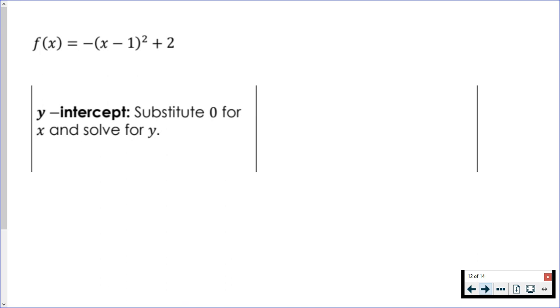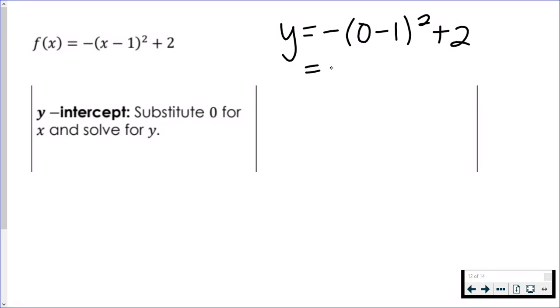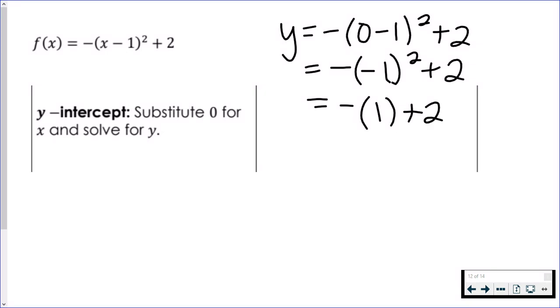The last thing I'm going to find is the y-intercept. When you have standard form, the y-intercept is just your c value. But we don't have standard form, so you actually have to do some calculations in order to find your y-intercept. I'm going to do that by setting x to 0 and simplifying to find y. You must start in the parentheses according to the order of operations, and then after that you can square the number. Negative 1 squared is positive 1, but we still have a negative in front. So you should get positive 1 as your y-intercept.